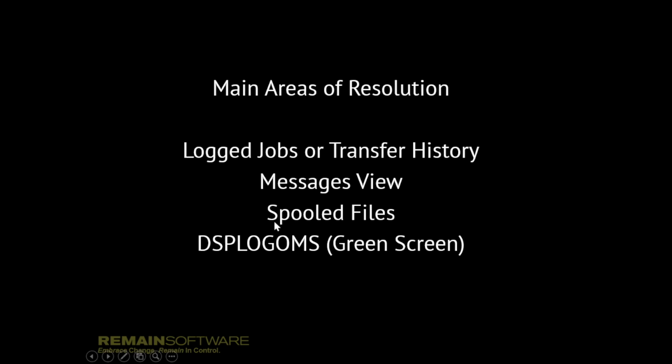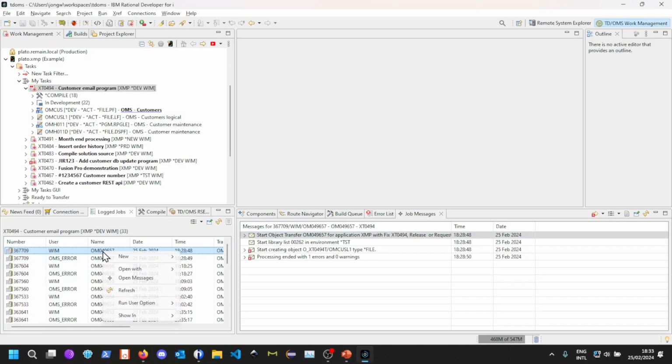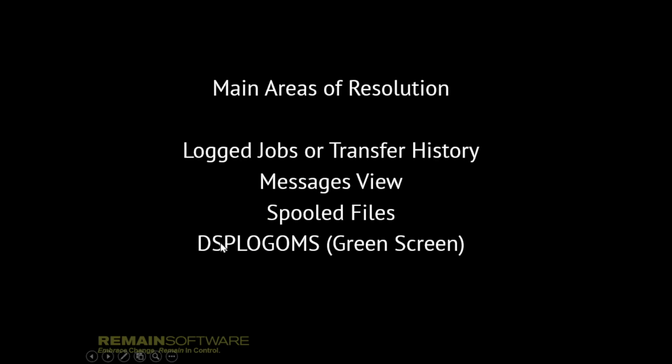And then we want to take a look at the spool files. If the messages view does not give us exactly what we need, for example, a compile fail, where we want to know what failed in the compile in the target, we can drill down into the spool files. You can right-click and say Show in TDMS spool files, and it will open the spool files view where you can find your spool files. As an extra bonus, we also have this whole thing in the green screen, the display log OMS function, that will basically combine these three views into one in the green screen.